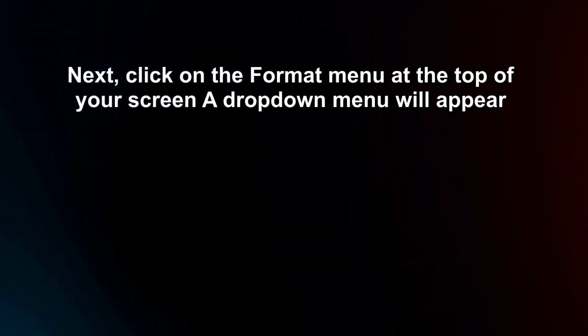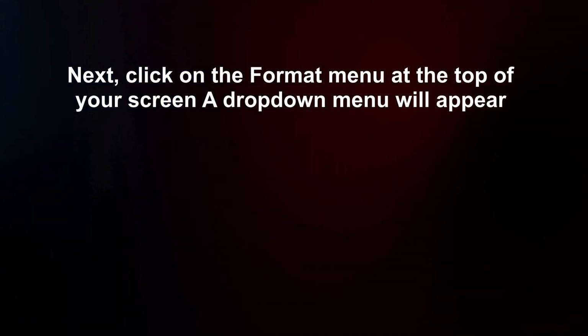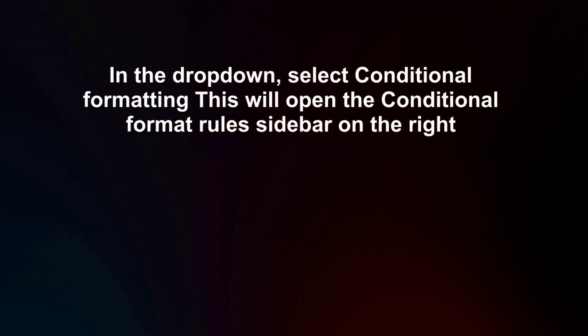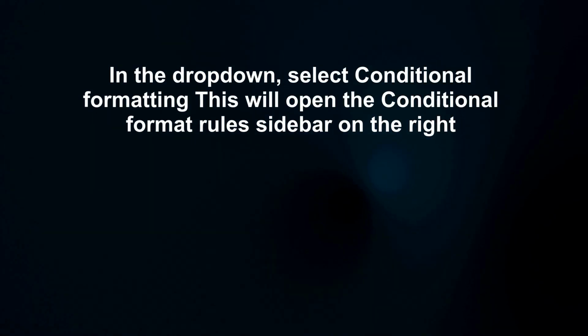Next, click on the Format menu at the top of your screen. A drop-down menu will appear. In the drop-down, select Conditional Formatting. This will open the Conditional Format Rules sidebar on the right.